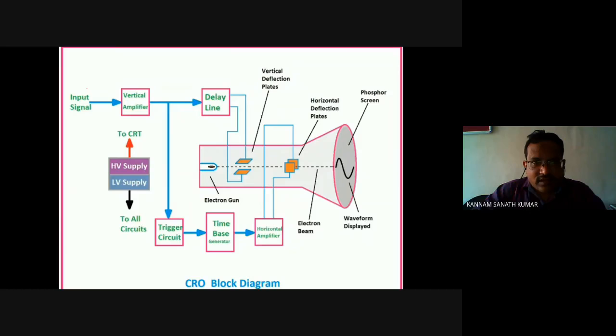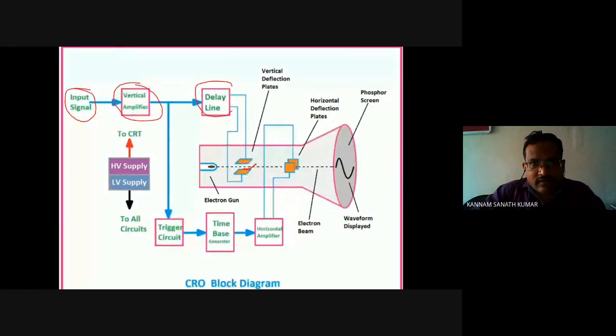If you see the basic CRO, it consists of an input signal. This input signal is given to the vertical amplifier, and then it comes to the delay line. From the delay line, it goes to the vertical deflection plates. So in order to vary the voltage vertically, we are using the vertical deflection plates.